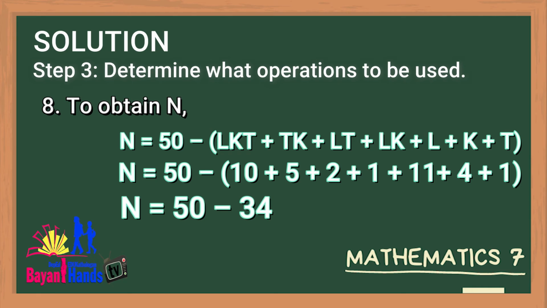Same as the previous example, subtract this from the cardinality of the universal set, the number of students who joined the trip. That's 50 minus 34 equal to 16. N is therefore equal to 16.